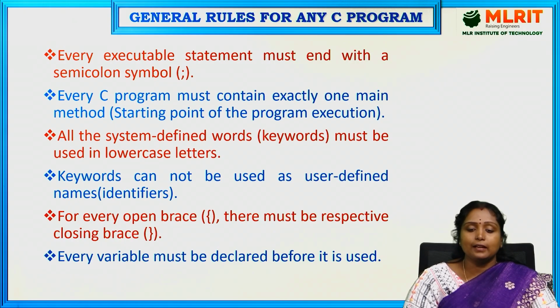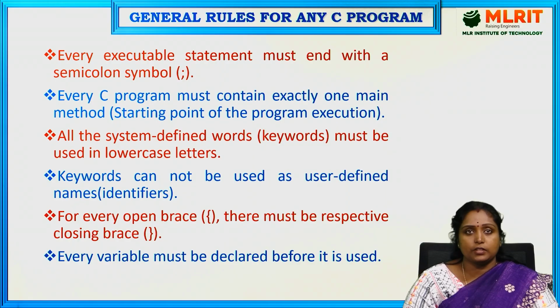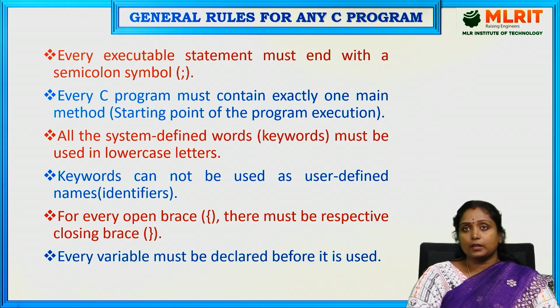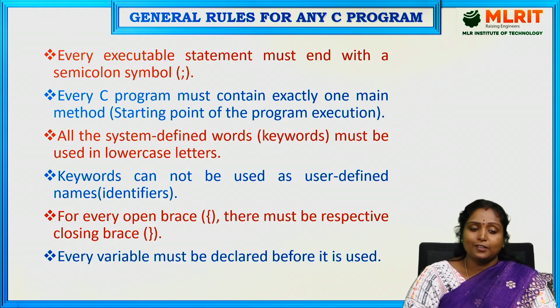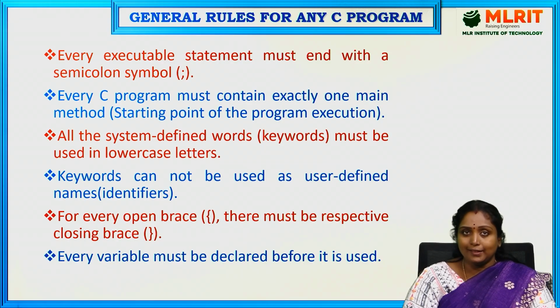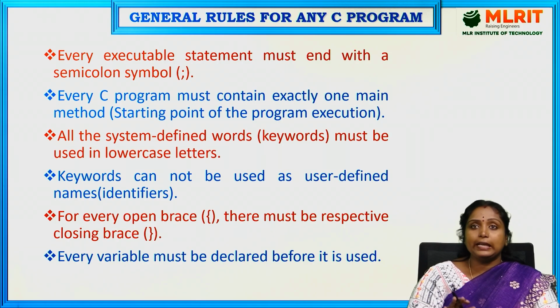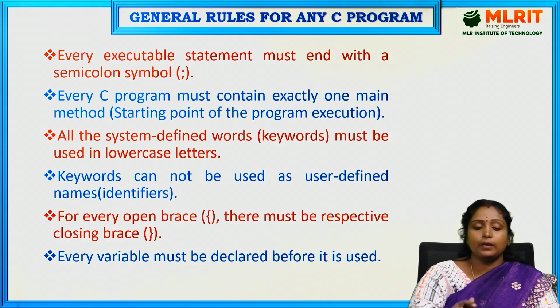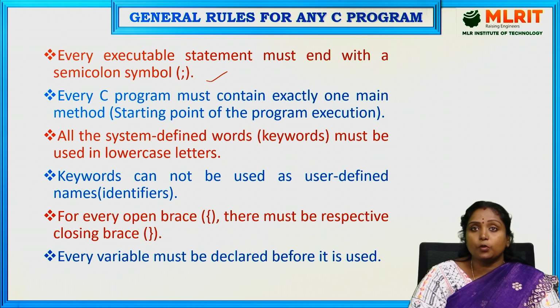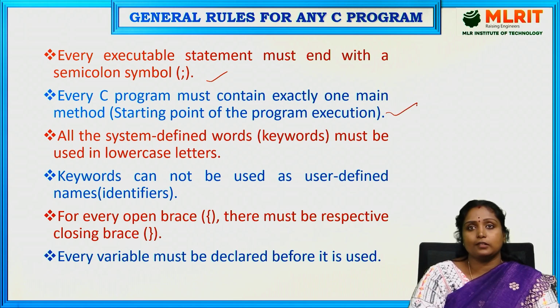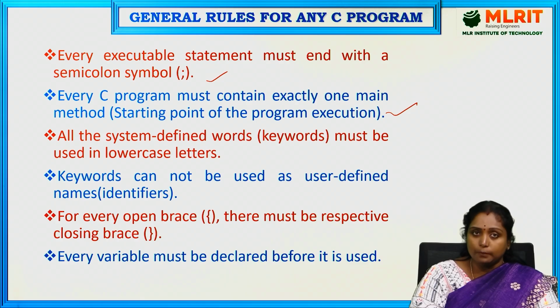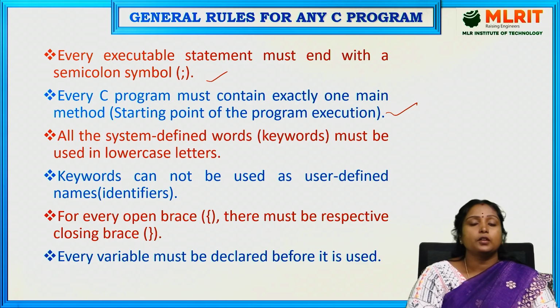Coming to the general rules for any C programming language. While you are writing any C program, you have to follow these rules. First, every executable statement must end with a semicolon. Second, every C program must contain one main method. I already said this just now. As main is the starting point of execution, you should have only one main function in each program.